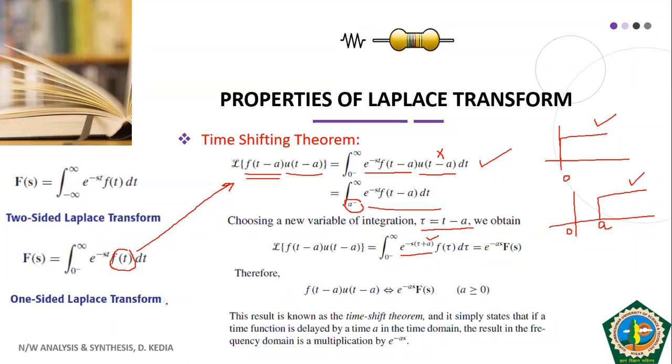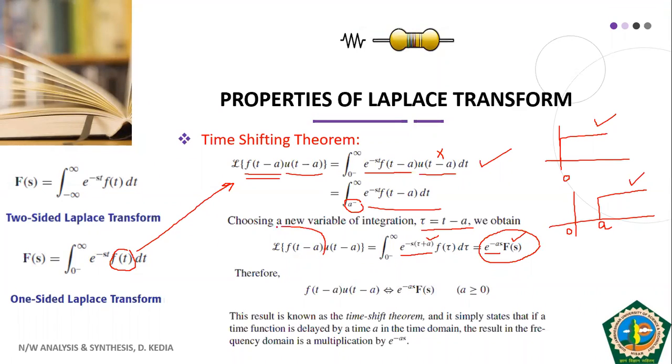And as I told you in the previous slide, whatever is there apart from your t and minus sign, it will come out in the answer. So students, if we look carefully here, we have e raised to power minus s (tau plus a). If you open it up, you'll get e raised to power minus s tau into e raised to power minus sa. And e raised to power minus sa is not related with integral tau, so it is coming outside. And whatever remains inside the integration is nothing but your F(s). So this is your time shifting theorem.